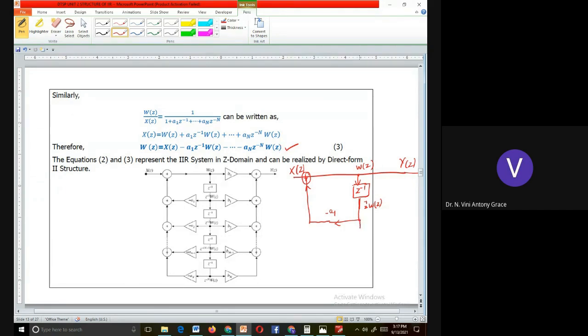Next term, of course, it will be Z power minus 1, where you will get Z power minus 2 W of Z, multiplied by minus A2, and add it with the previous term. Like this it goes till the last, where the last term will be minus An. Okay, this is the structure for this equation 3.